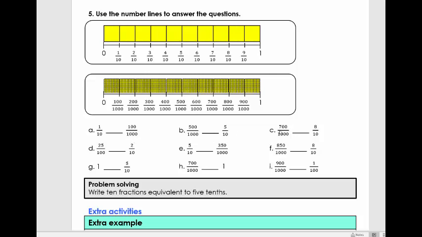I want you to pause then and do the rest of these examples. Please be careful when you answer your question and look carefully at your diagrams.